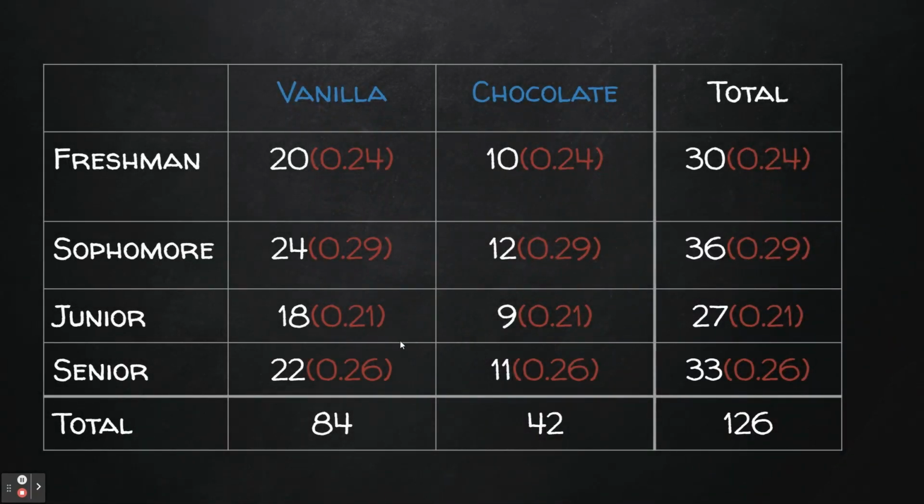Here, we looked at columns. 24% of people who prefer vanilla are freshmen, 29% are sophomores, 21% are juniors, and 26% are seniors. It turns out the same proportions are true for chocolate and for the totals. This also indicates that there is no association between these two variables. So after checking both the rows and the columns, we can be confident that there is no association between year in school and ice cream preference.